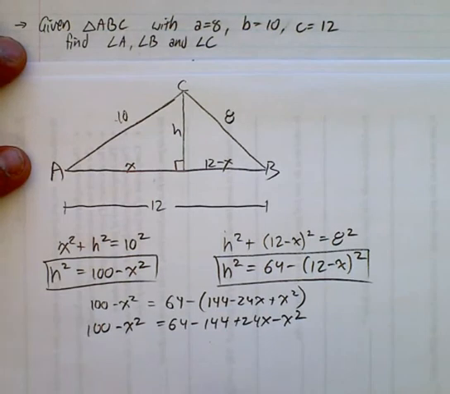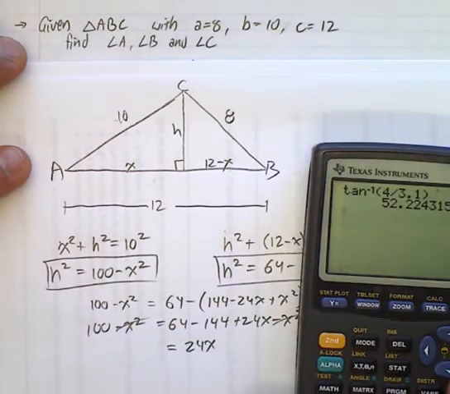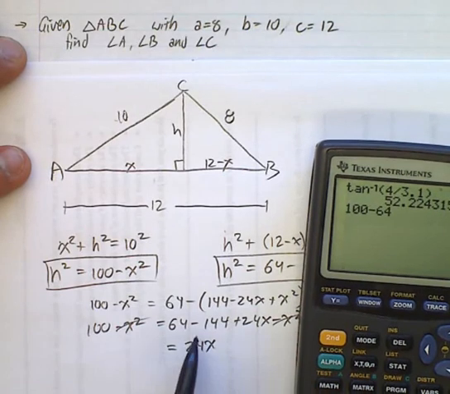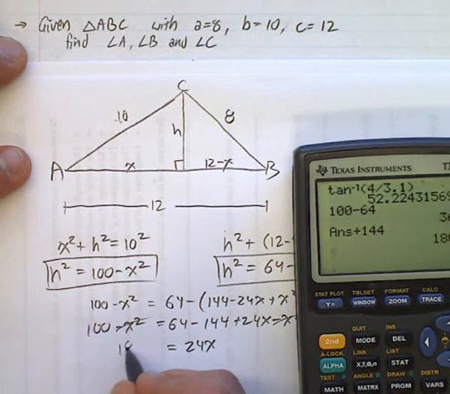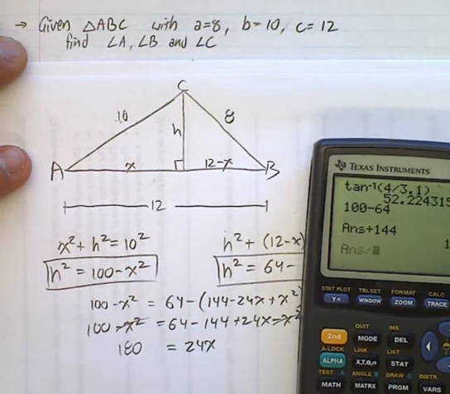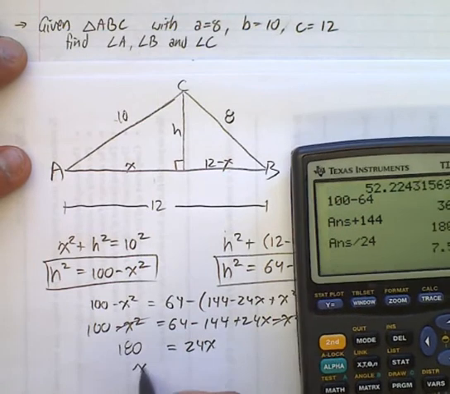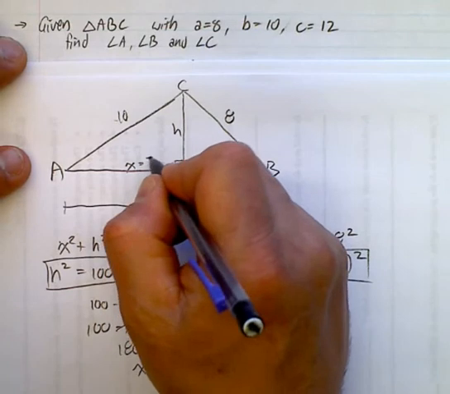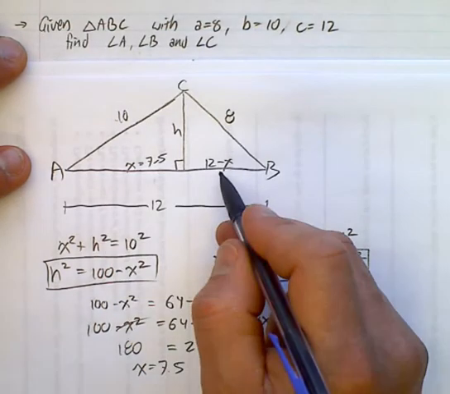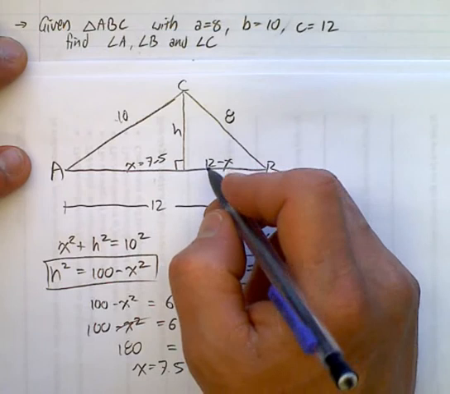Now, the algebra is involved here, folks. The X squareds go away. See if you can solve this on your own. Okay, I'm going to end up with 24X on this side, and it's going to be 100, right? I'm going to subtract the 64, and then I'm going to add the 144. So I end up with 180 is equal to 24X. Divided by 24, you get X is equal to 7.5. So that means that if this is equal to 7.5 here, this side here has to equal 4.5.